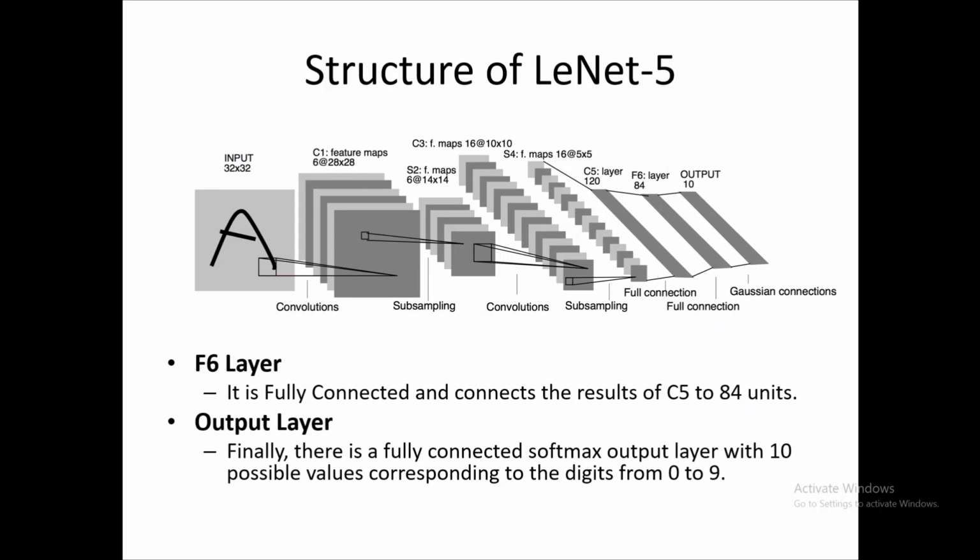In the F6 layer, it is fully connected, and it connects the results of C5 to 84 units. Finally, the output layer is a fully connected softmax output layer with 10 possible values corresponding to the digits from 0 to 9. This classifier classifies the digits from 0 to 9, so it has a total of 10 outputs.